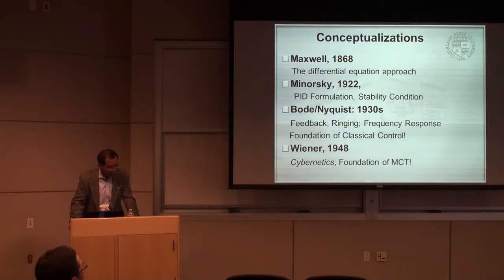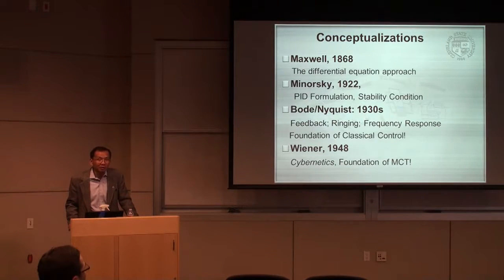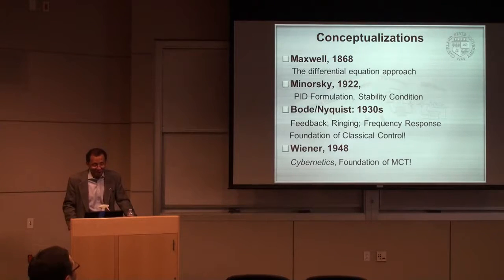So in terms of conceptualization, it started with Clerk Maxwell in 1868. In 1868, he wrote the first paper in control on governors. And he was a pioneer. He found that the control system or dynamic system can be understood through differential equations. And he pioneered that approach. I mentioned Minorsky in 1922, and he gave the PID formulation and stability conditions.